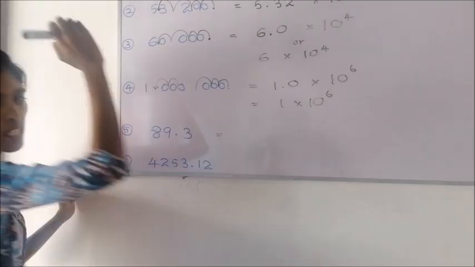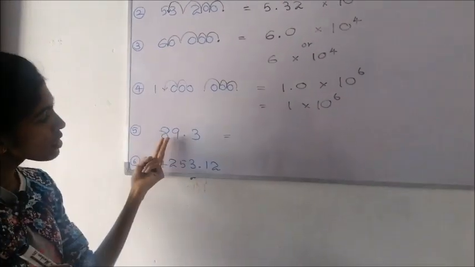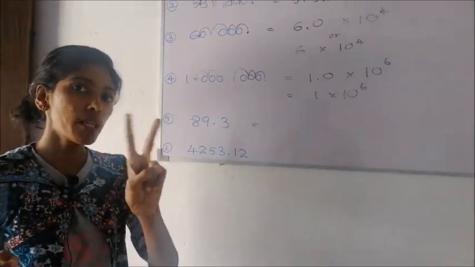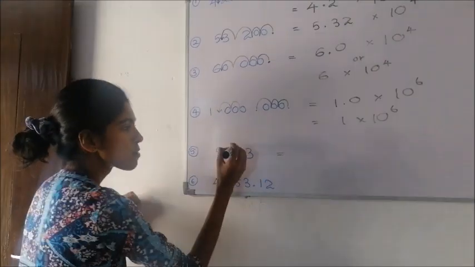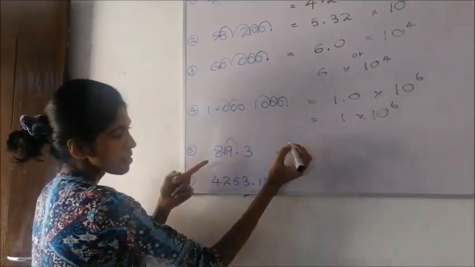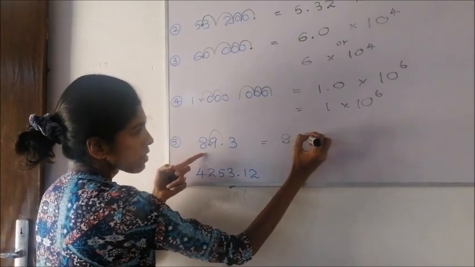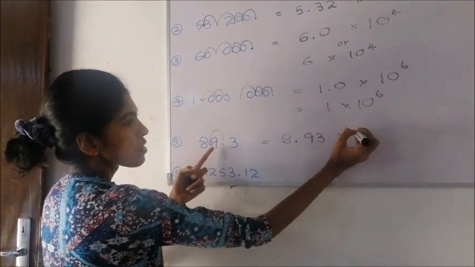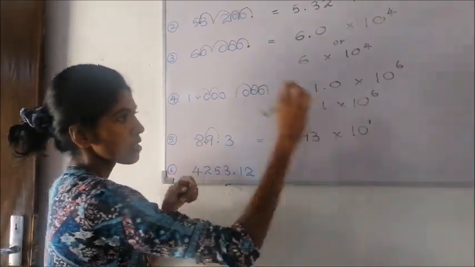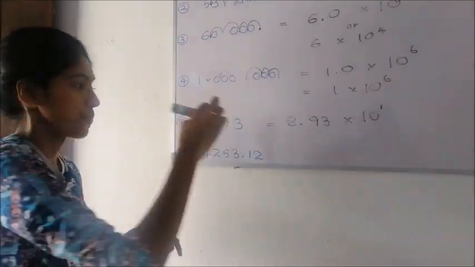Next, there is a decimal point. And also before the decimal point, 2 digits are there. We cannot place 2 digits. Only 1 digit should be there. That means only once we need to jump. What is the number now? 8.93 into, how many times did we jump? Only once. We can write it as 10 to the power 1 or as 10.